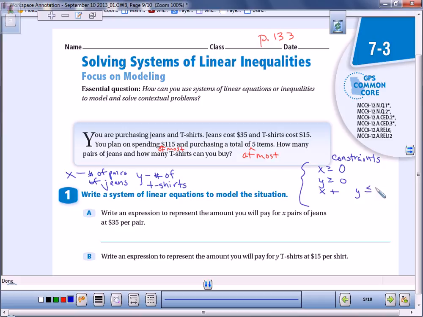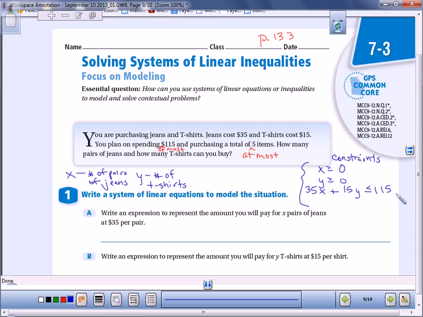So how much does each pair of jeans cost? $35 times each pair of jeans plus how much does each t-shirt? 15 times each t-shirt has to be less than or equal to 115. Okay, so now we have a constraint on money. Cost, how much I have to spend.